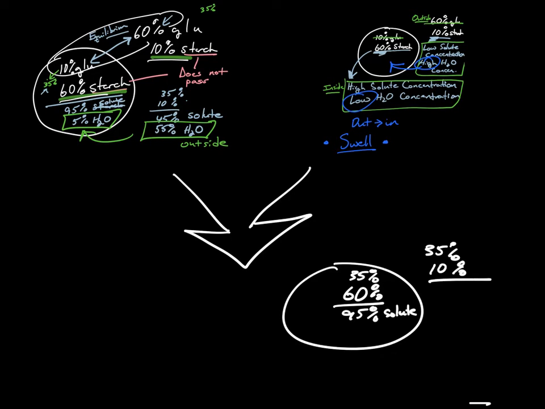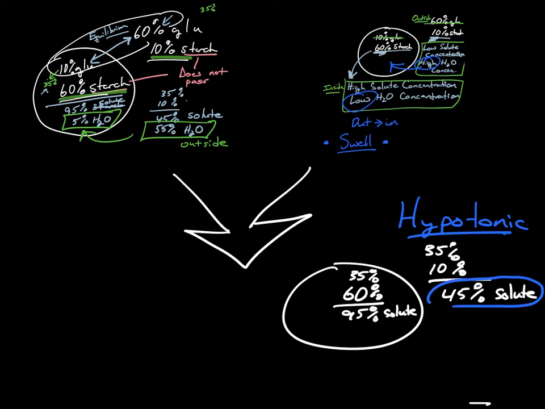inside, and you have a total of 45% solute outside. So this turns out to be a hypotonic solution after you have the diffusion of glucose, because the solute concentration outside is lower than the concentration of solute inside. So that's the answer to question number 2, all the parts 1 through 5.